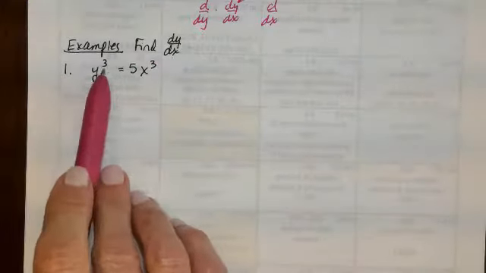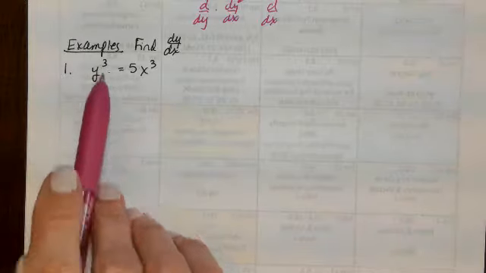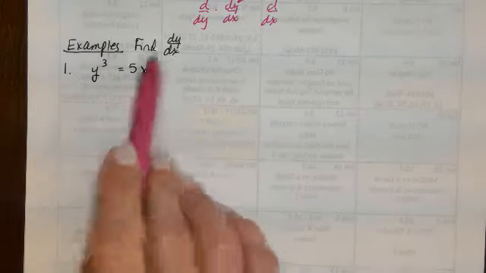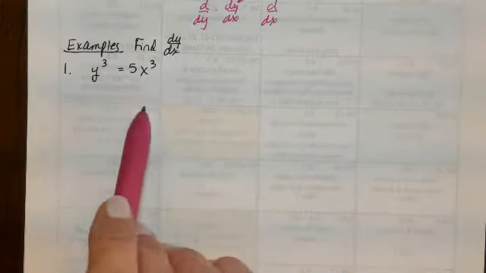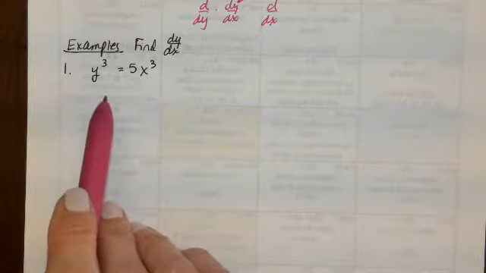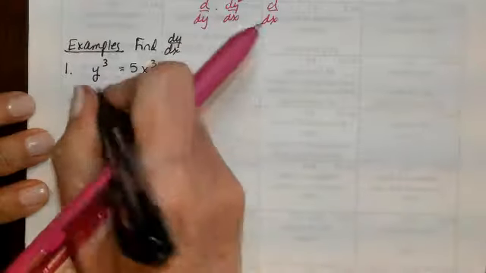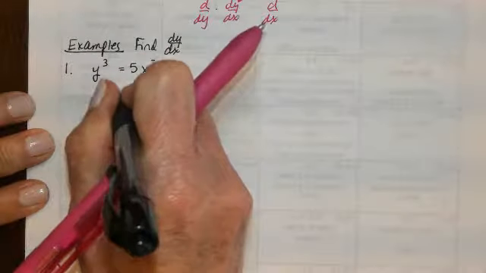You might be thinking, well, we could get this to be y equals by raising both sides to the 1/3. And yes, you can, but for the sake of showing you how to do this with implicit differentiation, I would like to do it with implicit differentiation, because sometimes you're not going to be able to easily, or you might not be able to solve for y. All right?